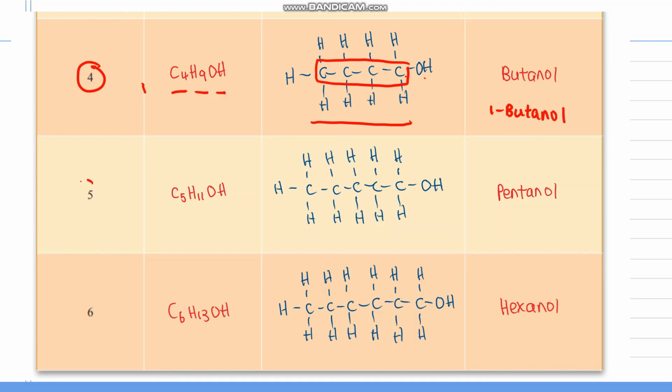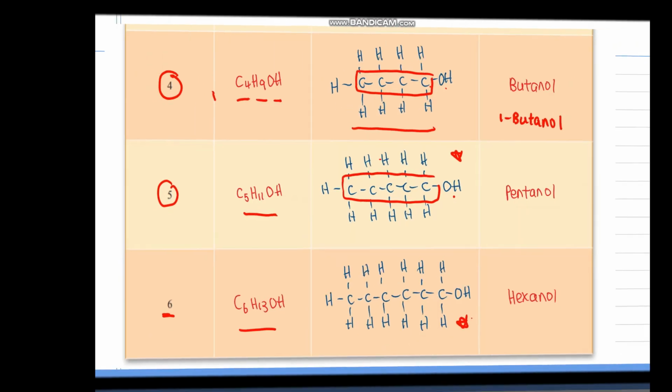And when there are 5 carbon atoms, we name it pentanol, and the molecular formula is C5H11OH. The structural formula looks something like this, where the parent chain has 5 carbon atoms, with 11 hydrogen atoms and 1 hydroxyl group. And the last one has 6 carbon atoms, so we name it hexanol, with the molecular formula C6H13OH, and the structural formula looks something like this. So that's all for alcohol. Thank you.